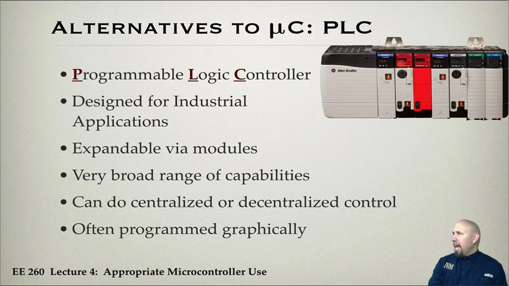By way of modules, you can add different modules to do different things. You can get a PID module that does automatic feedback controls, and so all kinds of things. So very broad range of capabilities. It can do centralized or decentralized control. Centralized control means everything is controlled from one central box. Decentralized control means I can have a box here, box here, box here. This box controls this stuff over here, this box controls this stuff over here, and this box controls this stuff over here. And so you have a number of boxes, and they can interconnect. And so that's decentralized control.